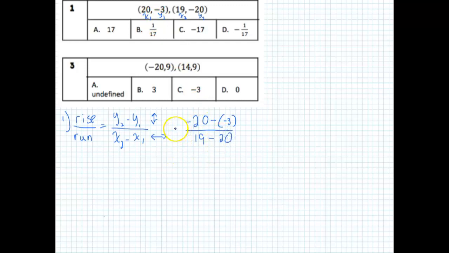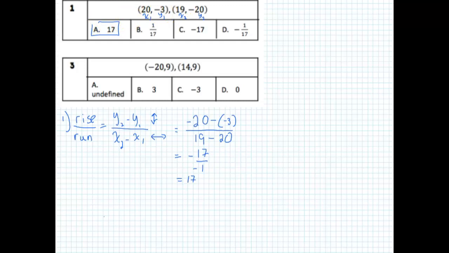And then that simplifies to, so basically we're adding 3, so negative 17, and then over negative 1, which is just equal to 17. So that means that our slope is 17, okay? Same idea when we get to the next one.